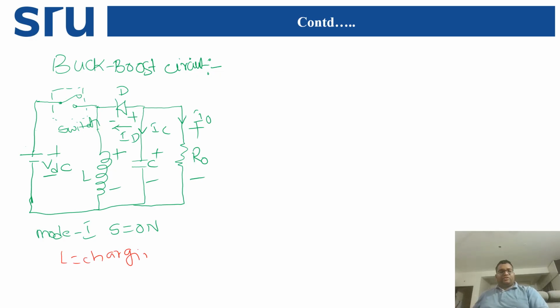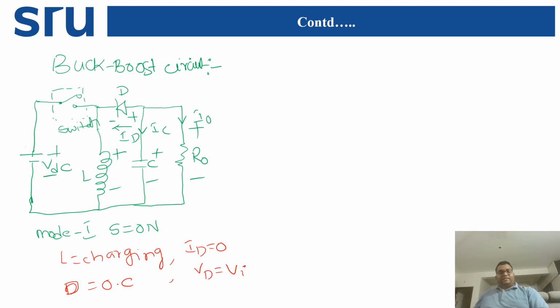The inductor starts charging. Diode D will be open circuited. Here we can observe what is happening when the switch is on. Diode open circuited means current ID is equal to 0, and along with that, Vd is equal to Vi. We can indicate that one.